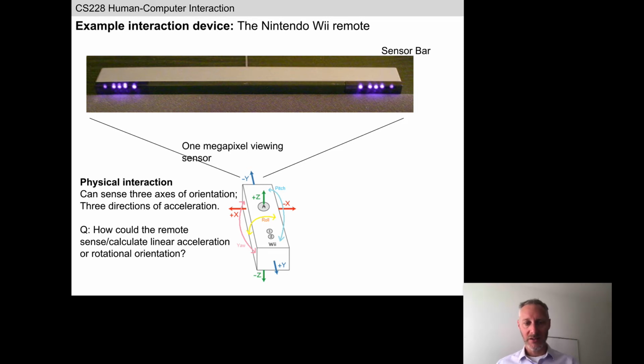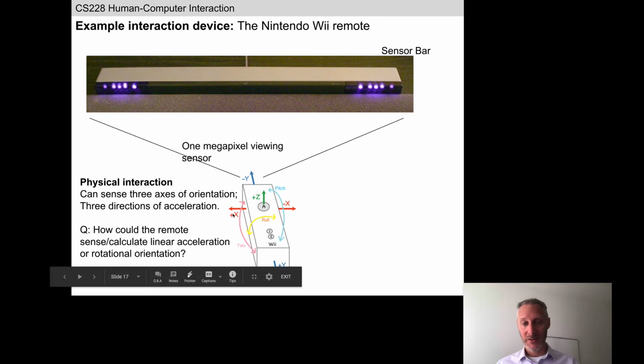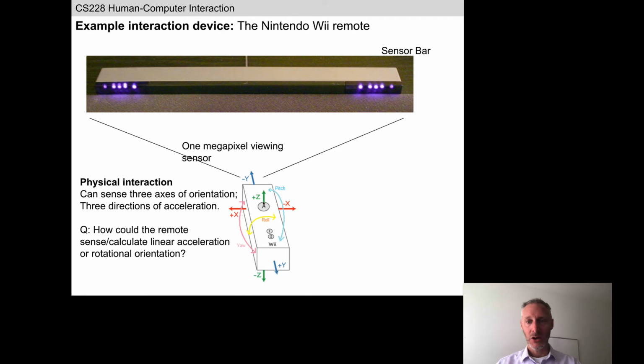How does the device know its relative position to the sensor bar? You can see that it needs to know three coordinates, x, y, and z. How does it know its position relative to the sensor bar? So the accelerometer inside the device tells the device about motion, but it doesn't tell it anything about its actual position.